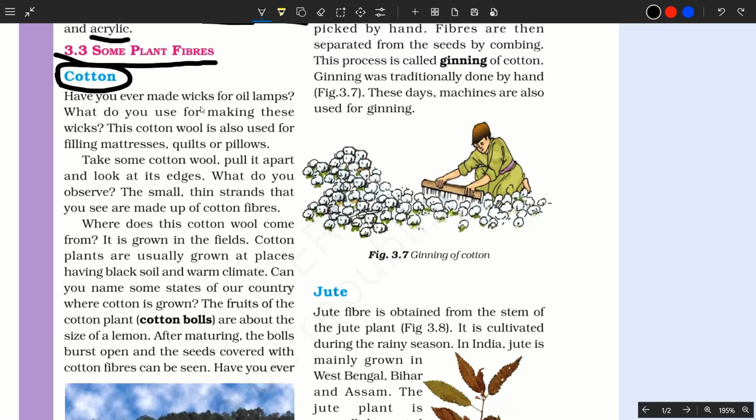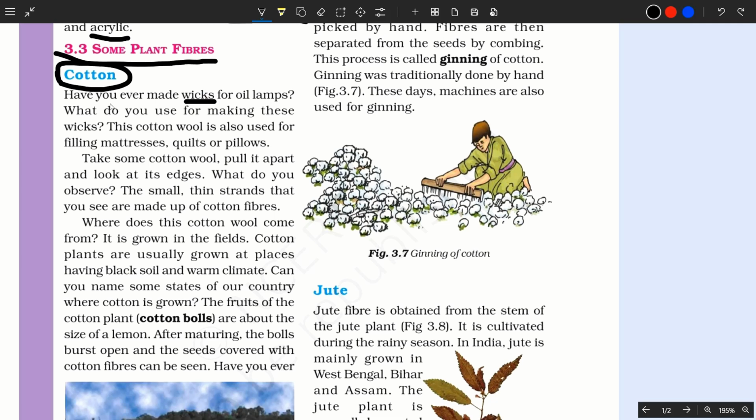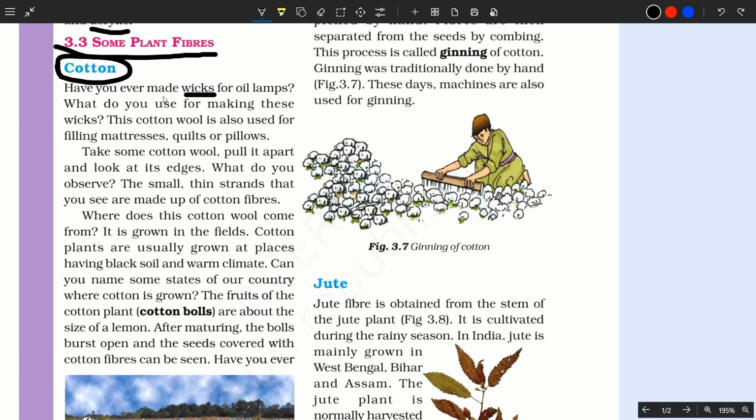Have you ever made wicks for an oil lamp? At home you can all see that mother puts oil in a lamp, and the wick is made from cotton. Only then will the light come from the lamp. So what do you use for making wicks? We use cotton, right?